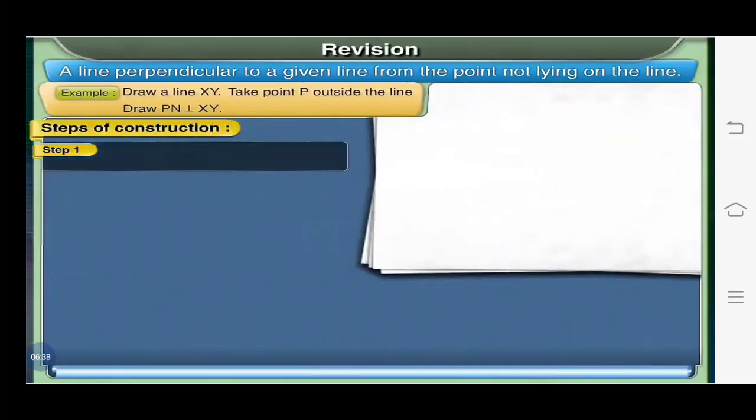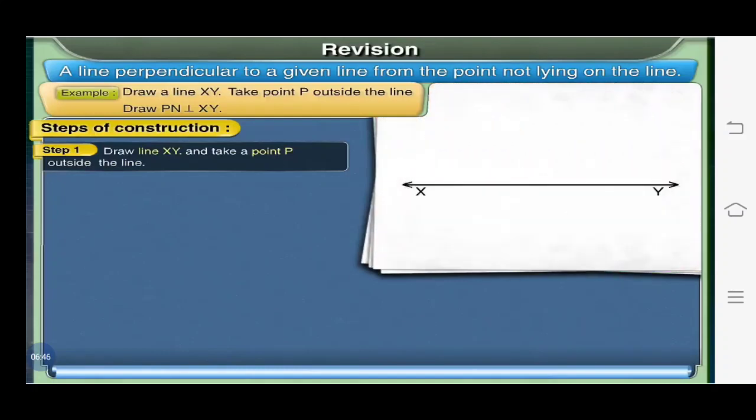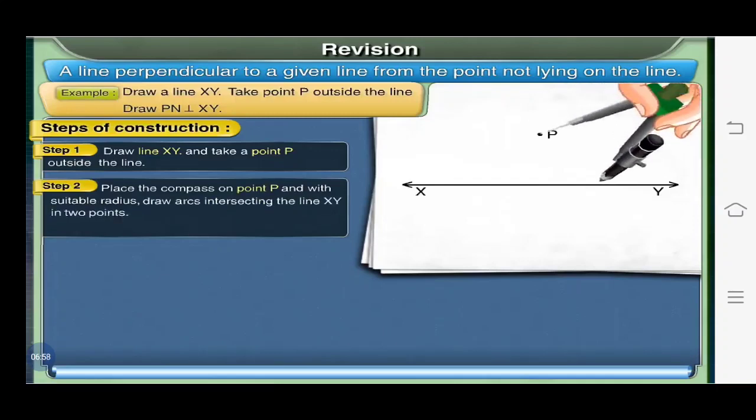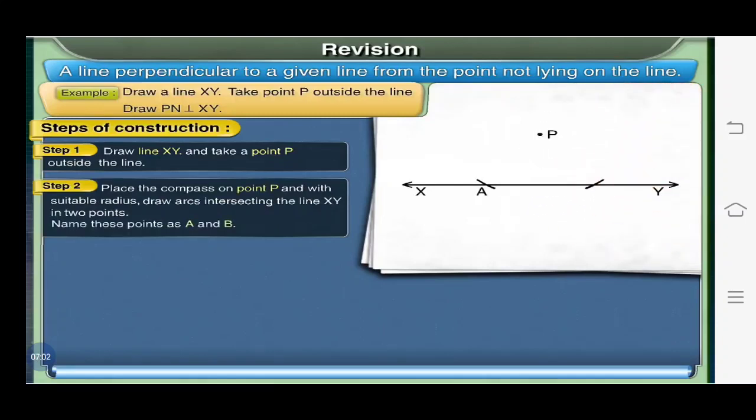Step 1. Draw line XY and take a point P outside the line. Step 2. Place the compass on point P and with a suitable radius, draw arcs intersecting the line XY in 2 points. Name these points as A and B.